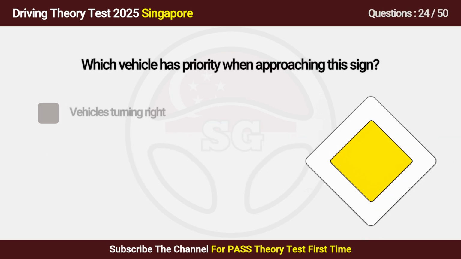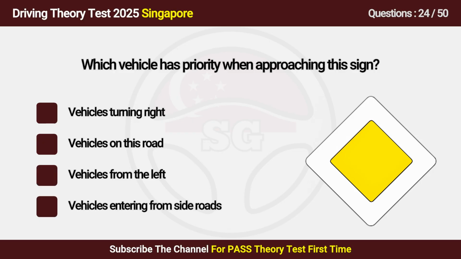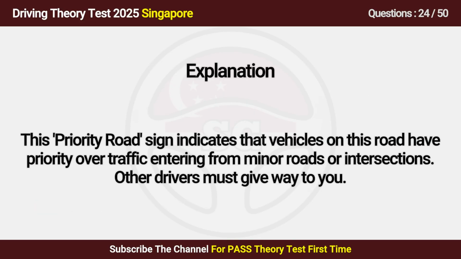Question 24. Which vehicle has priority when approaching this sign? A. Vehicles turning right. B. Vehicles on this road. C. Vehicles from the left. D. Vehicles entering from side roads. Answer is B. Vehicles on this road. This priority road sign indicates that vehicles on this road have priority over traffic entering from minor roads or intersections. Other drivers must give way to you.